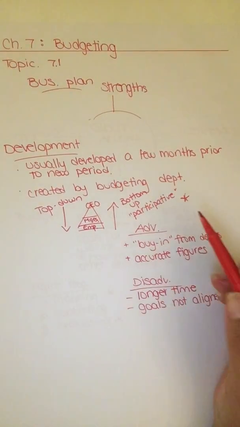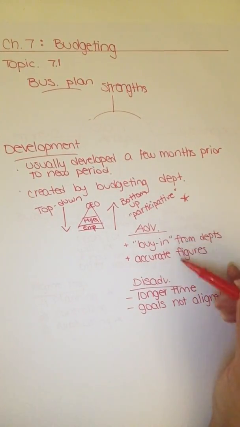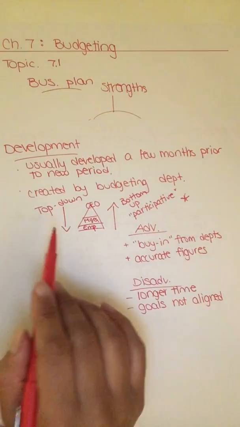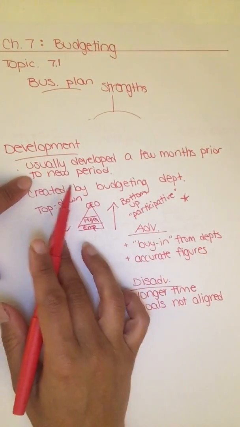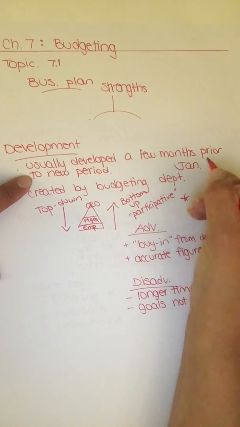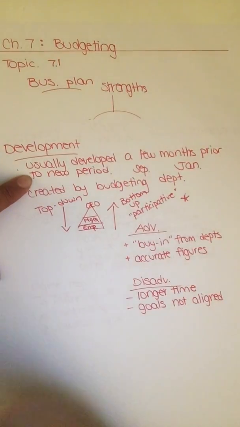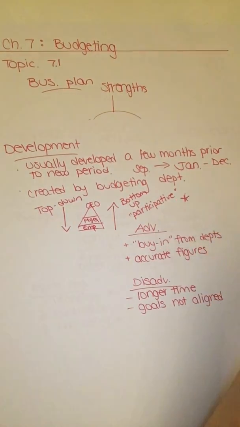Most companies try, at least in some form, to do participative budgeting because they do see that the advantages usually outweigh the disadvantages. All right, so we talked about the two common ways to develop it. It's usually developed a few months prior to the new year. So if we have a year that starts in January, your budget development might start in August or September of the year before that, to give us time to get ready for that January through December of the next year.